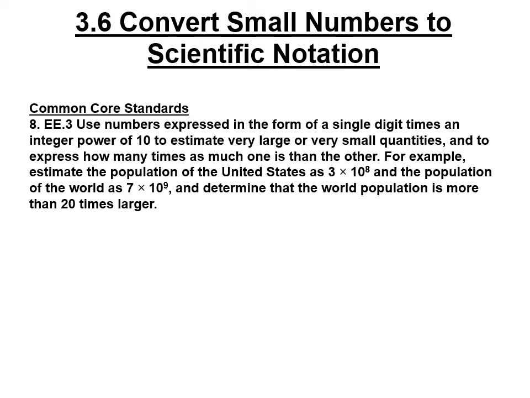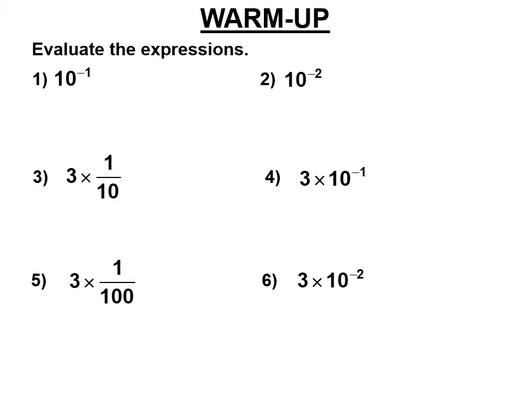All right, so in 3.5, we converted large numbers to scientific notation, and in our last regular lesson of this unit, we're going to convert small numbers to scientific notation. The rules are exactly the same, except you're making small numbers. So let's make sure we understand how to make small numbers.